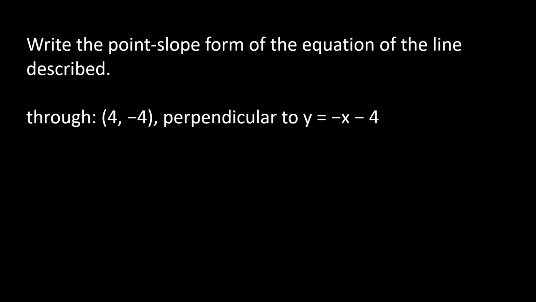All right, so let's look at this next problem. Once again, go ahead and pause the video to see if you can work out this problem on your own. All right, welcome back, guys. So this problem says write the point slope form of the equation of the line described. So remember again, the point slope form is y minus y1 equals m times the quantity of x minus x1.